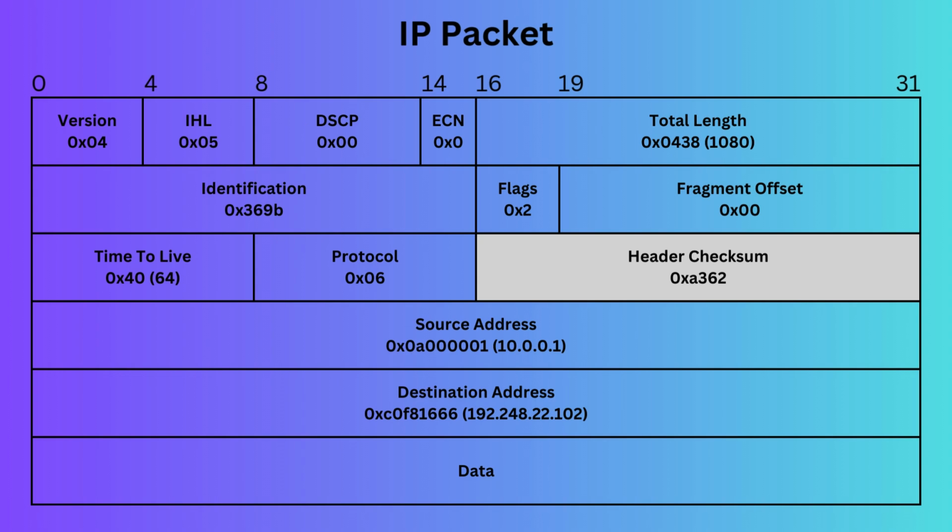that occurred during transmission. The source address is 0x0000001, or 10.0.0.1, which is the private IP address of the server inside its local network. The destination address, 0xC0F81666 or 192.248.22.102, is the public IP address of the client's network, before NAT is applied by the client-side router. Finally, the data section contains the actual image data, in this case, the Mona Lisa image.